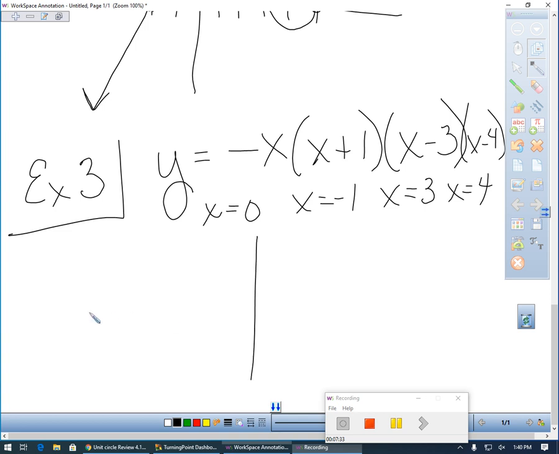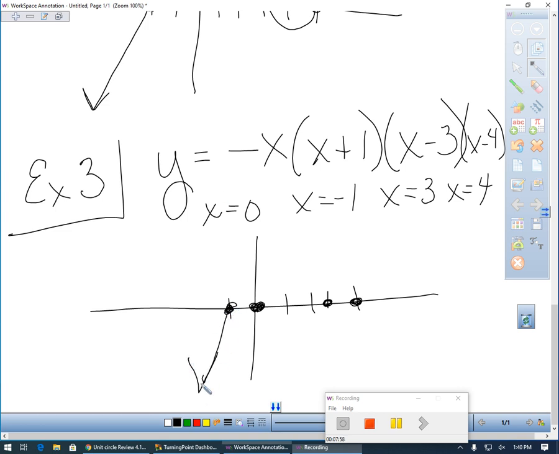All right, so let's put our dots on our graph first. We have 1 at 0, 1 at negative 1, 1 at 3, and 1 at 4. So, this has 4 x's. It is even. And it is what in front, Brady? Negative. So what is my end behavior?